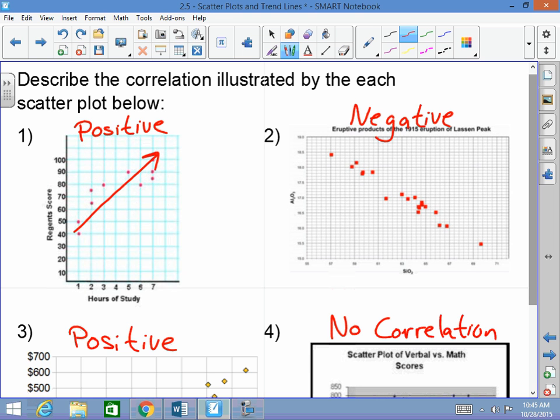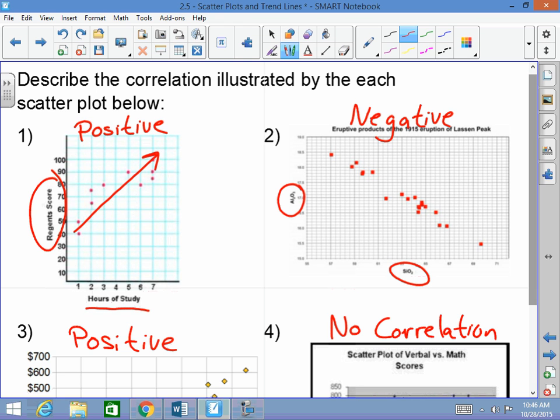this is eruptive products of the 1915 eruption of Lassen Park. Okay, you had sulfuric acid, I believe, and then you have this other chemical, which I don't know because I'm not a chemist. But when a volcano erupts, the amount of sulfur keeps going on for days, sometimes weeks. But this other element decreases as sulfur is increasing. That works.